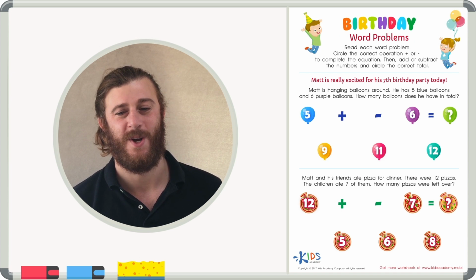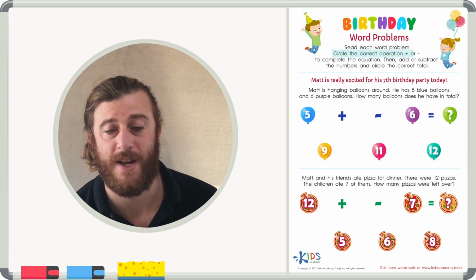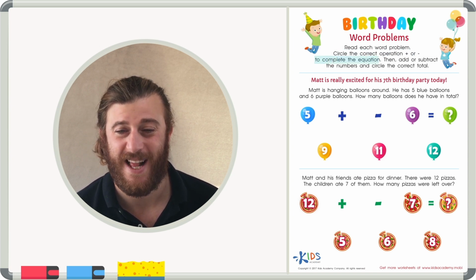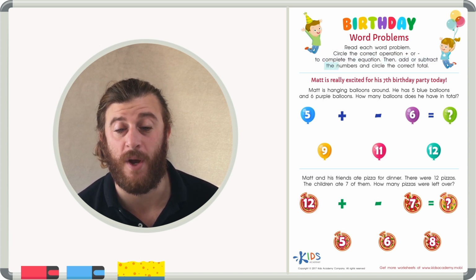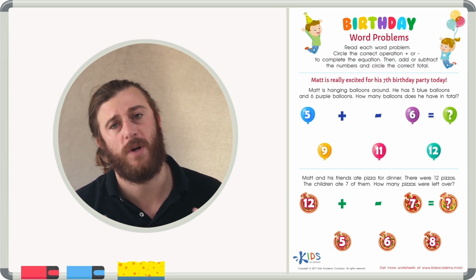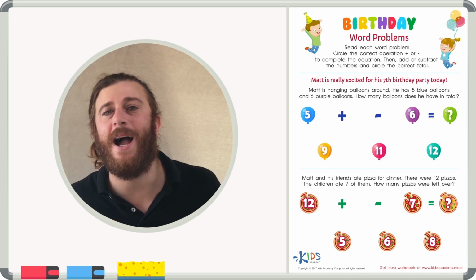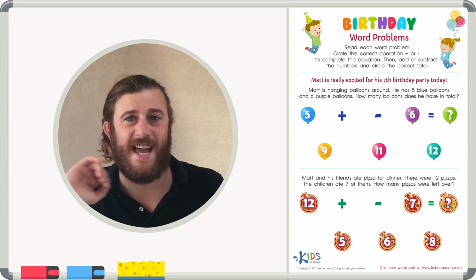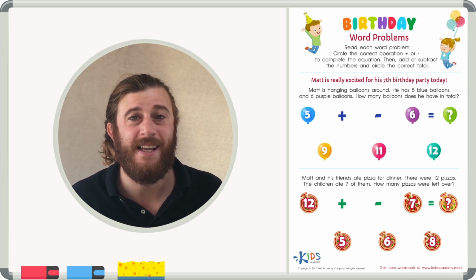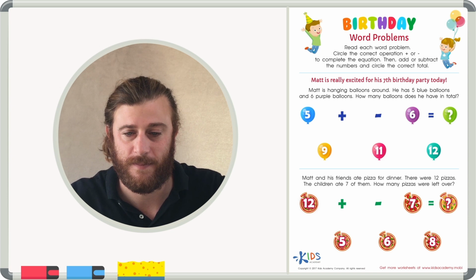Birthday word problems. Read each word problem. Circle the correct operation, plus or minus, to complete the equation. Then add or subtract the numbers and circle the correct total. So in this worksheet, we're going to have to read the problems really carefully, figure out whether the problem is asking us to add or subtract, and then solve the problem. Let's get started right away.